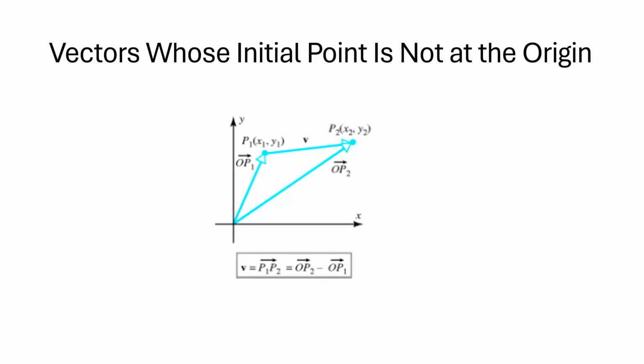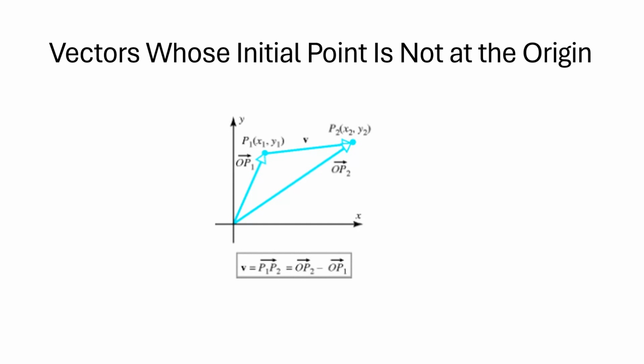Vectors whose initial points are not on the origin. It is sometimes necessary to consider vectors whose initial points are not on the origin. So we have the vector P1P2, which denotes the vector with initial point P sub 1, which has the components x sub 1, y sub 1, and the terminal point P sub 2, x sub 2, y sub 2, with the components of the vectors.